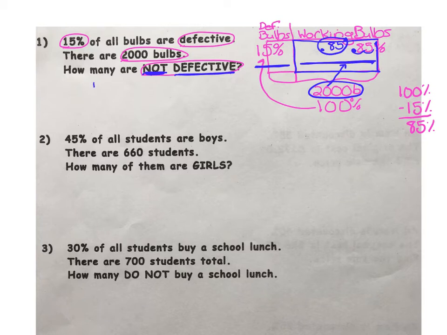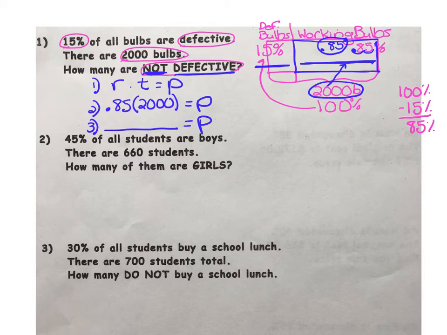That's the rate we will use in the formula, and that's the total. Jot down your formula in the work area. R times T equals P. Step 2. 0.85 times 2,000 total equals P. Punch that into the calculator. You should have gotten 1,700 bulbs that are not defective.